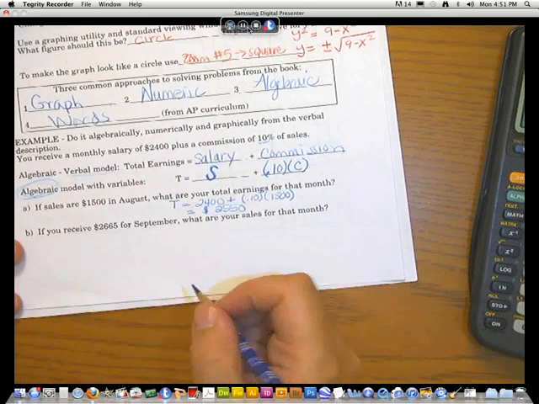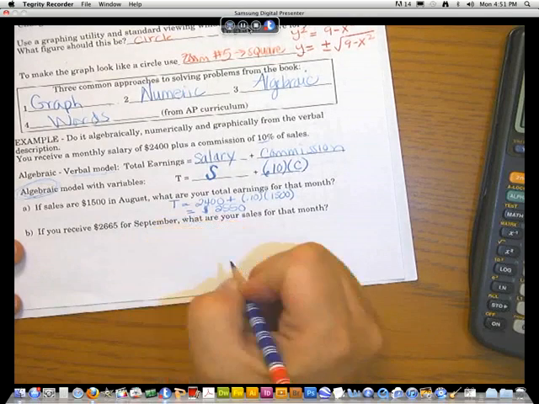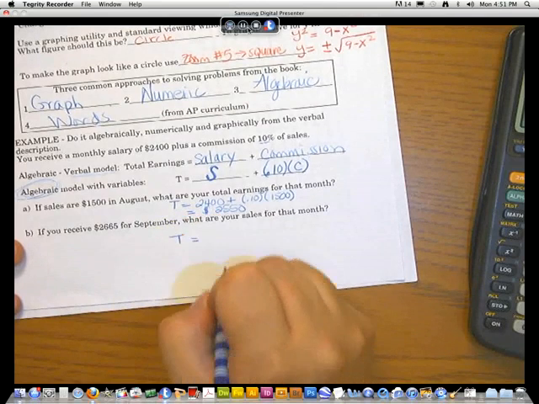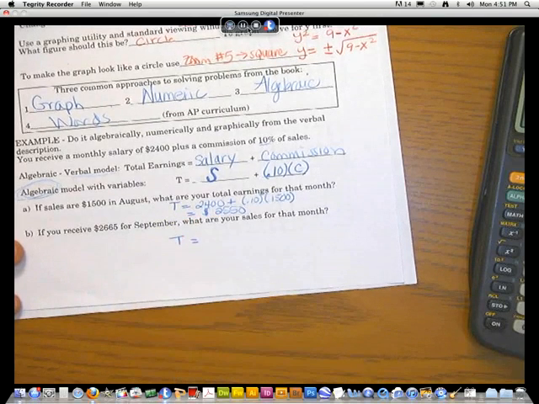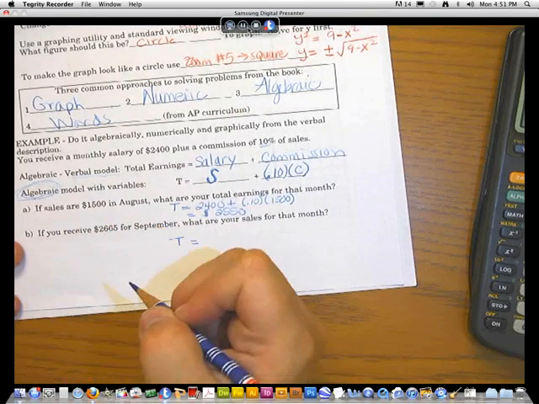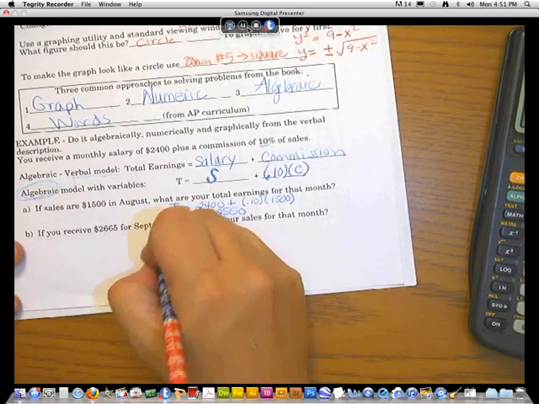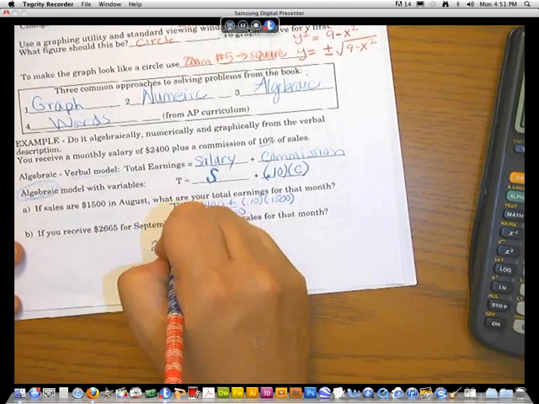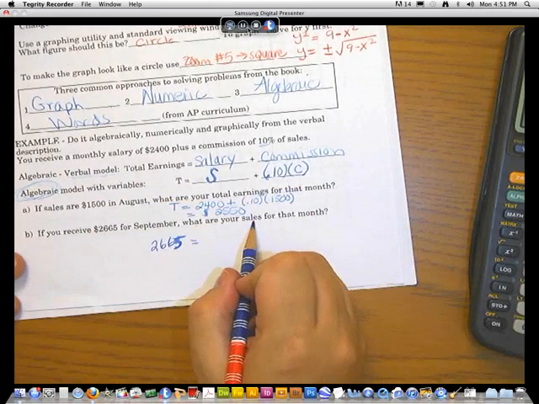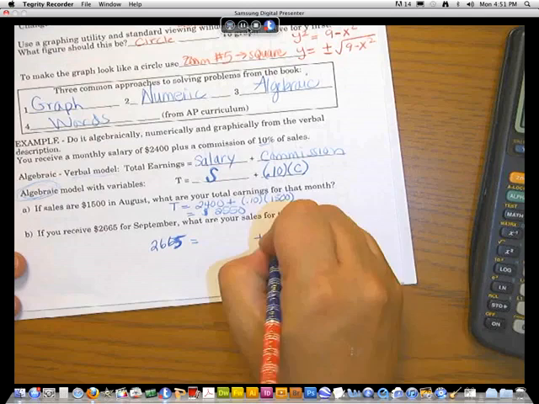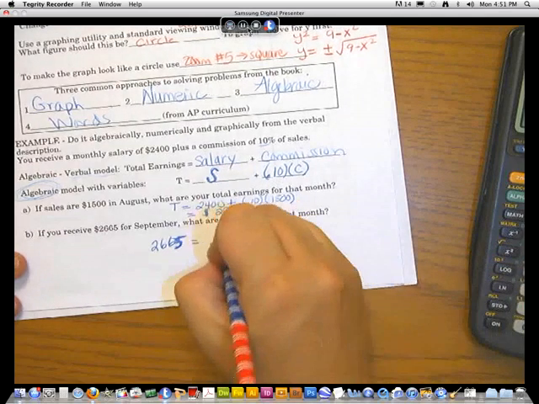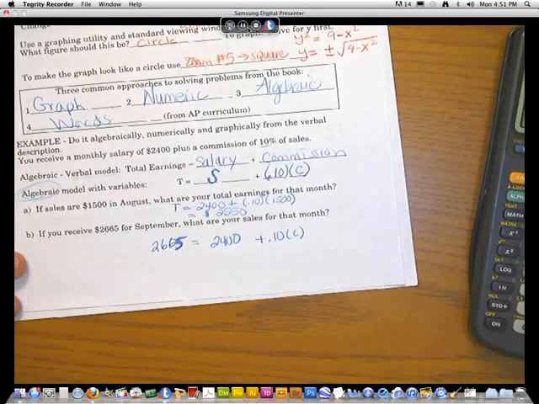So just a little trial here. What are the total sales if, I'm sorry, it says if you received, so that's what your total earnings were, 2,665. What are your sales? So that's your 10% of your commission sales when you know your salary.